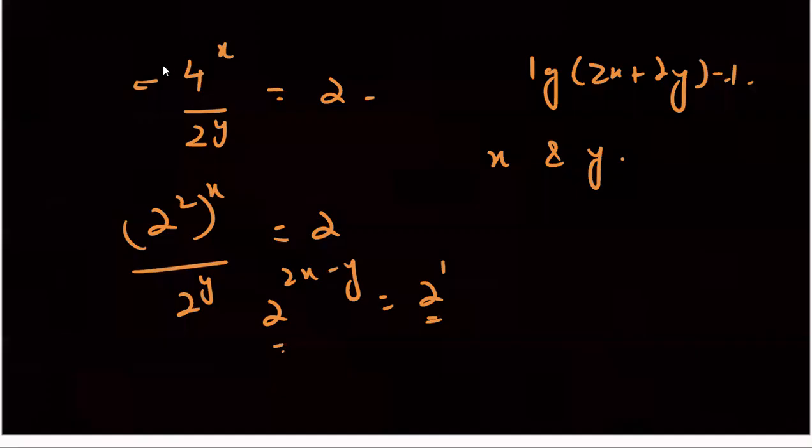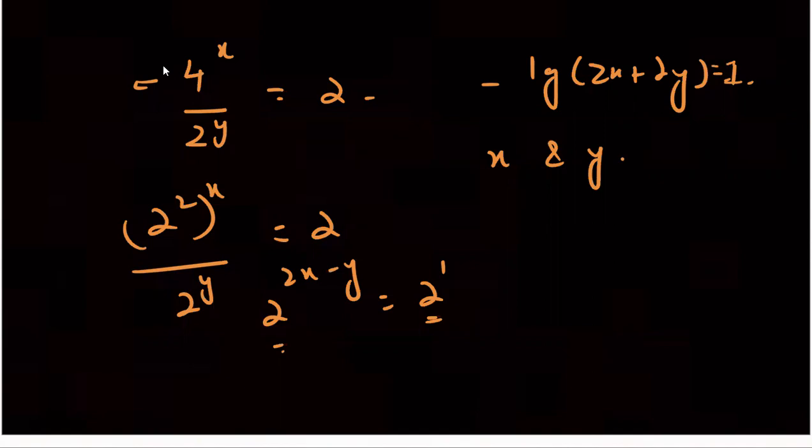Okay, the question is 4 power x over 2 power y is equal to 2, and another equation is log 2x plus 2y is equal to 1. So what we have to do is find the values of x and y.